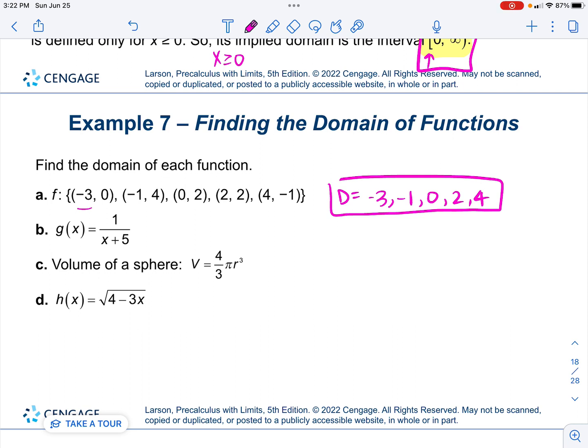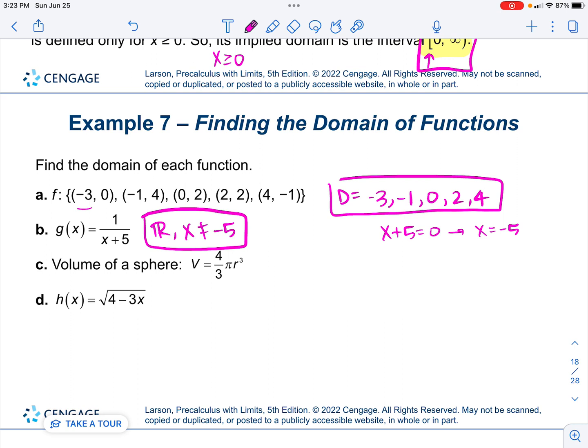We already talked about the fraction thing. Here I said it's all real numbers. It just can't be whatever x would make the bottom be 0. So in this case, if you're unsure, you just take the bottom, set it equal to 0, and solve. So if I subtract 5 from both sides, x can't be negative 5. So I said all real numbers. It's just that x can't equal negative 5, and that's how you'd mathematically write that.